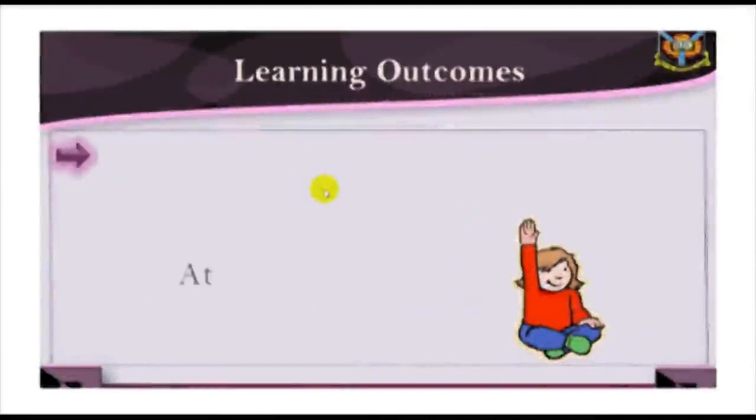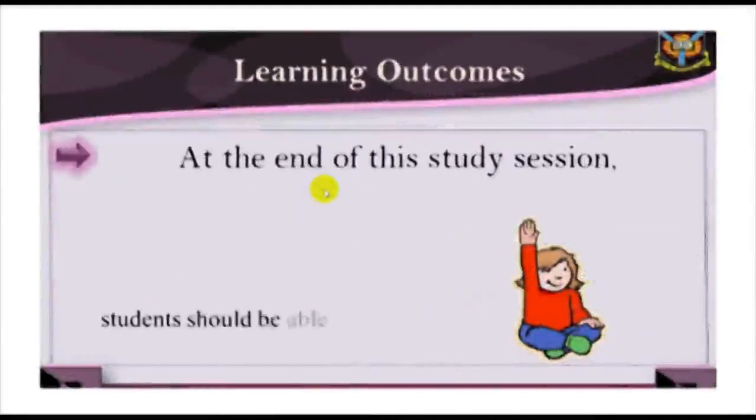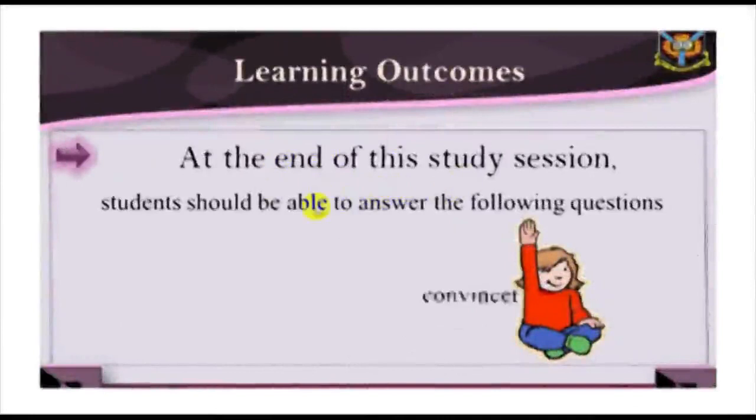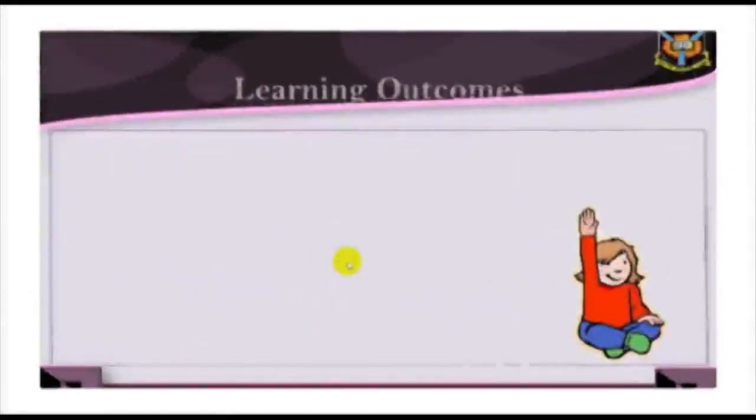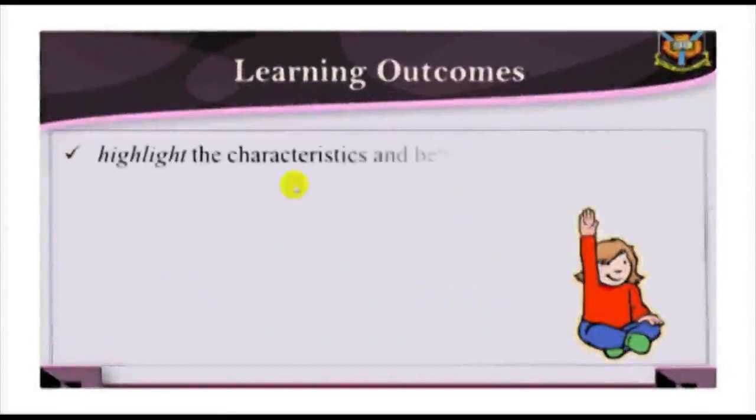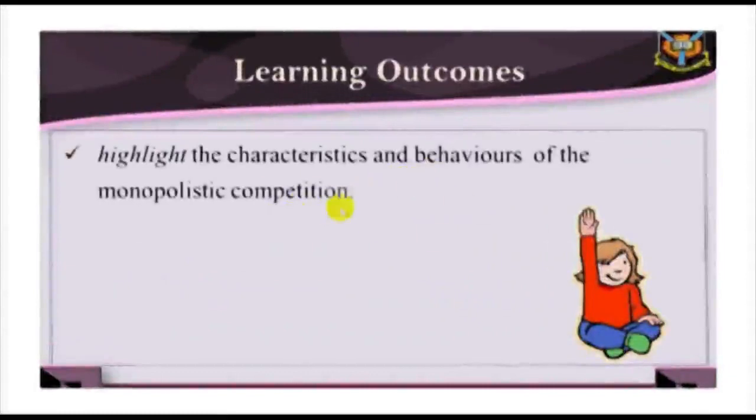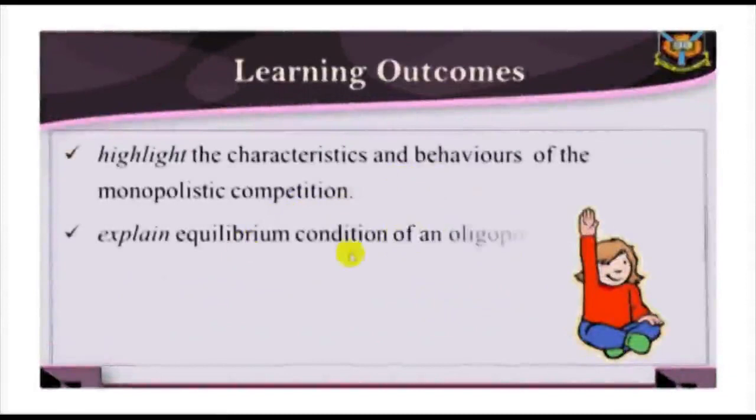Learning outcomes. When you have studied this session, you should be able to: 1. Highlight the characteristics and behaviors of monopolistic competition. 2. Explain equilibrium conditions of an oligopolist.